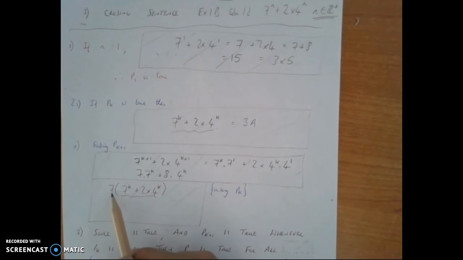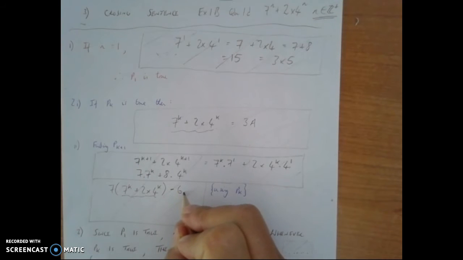Now the problem is, this is okay. It gives us 7 times 7 to the k, which is what we want. It also gives us 14 times 4 to the k, and we only want 8. We don't want 14 of them, we only want 8. So we're going to take away 6 of those.